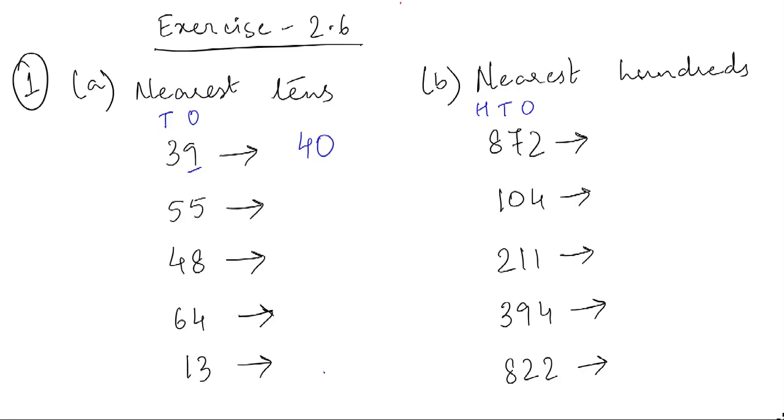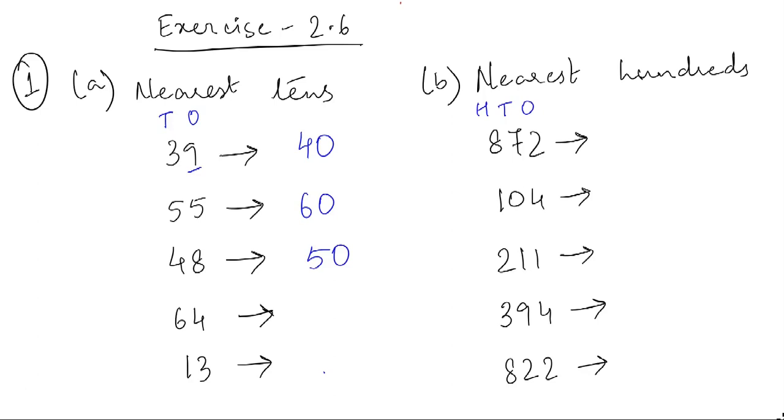Similarly, 55 after rounding off will become 60 because in the ones place we have 5. If we have any number which is 5 or greater than 5, we have to add 1 to the tens digit. So this becomes 60. Similarly, 48 will become 50 because 8 is given in the ones place. It is greater than 5, so we have to add 1 to this 4.